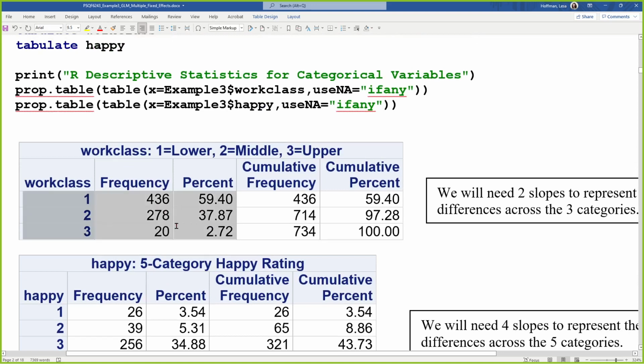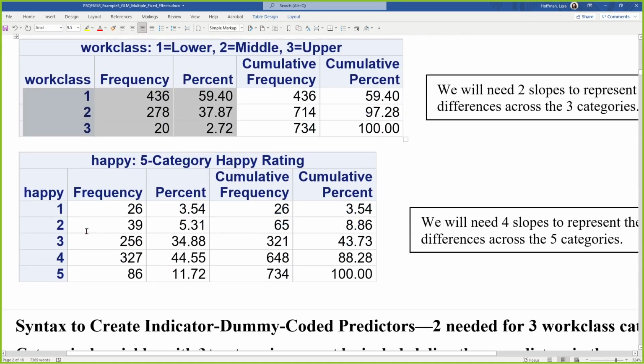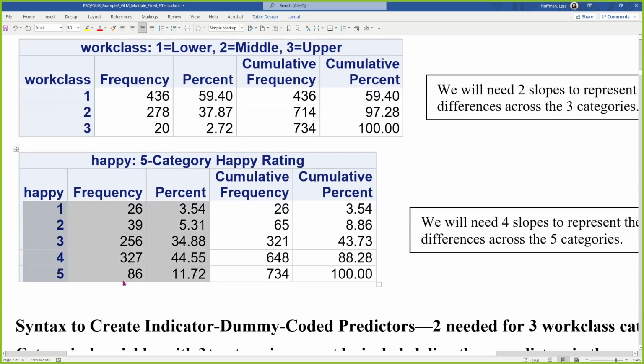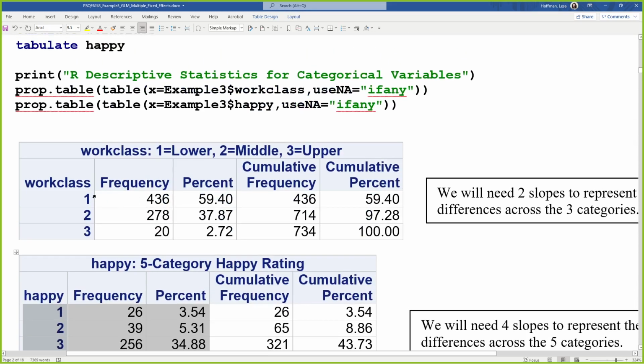Then to represent working class, because I have 3 categories, I know I'm going to need 2 slopes. To represent happiness, if I don't want to treat these as numbers because they correspond to categorical labels, I know I'm going to need 4 slopes because there are 5 possibilities. But today we're just doing working class.